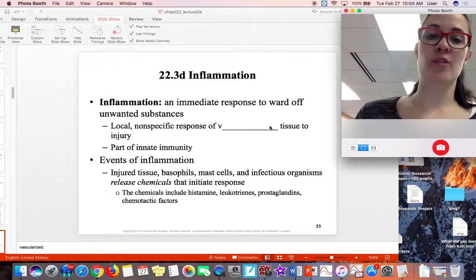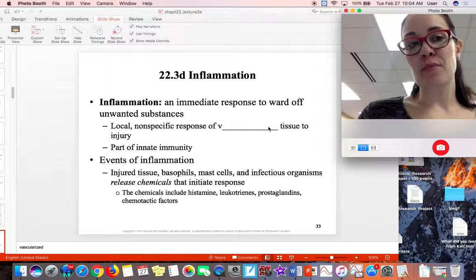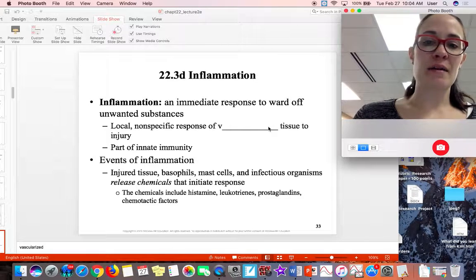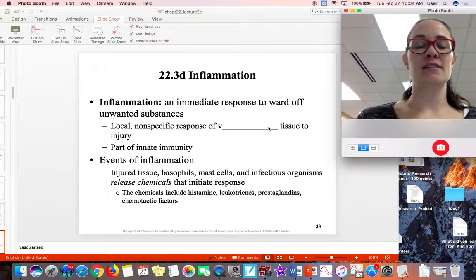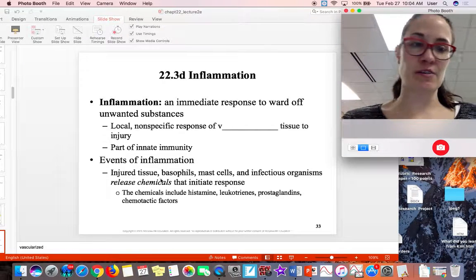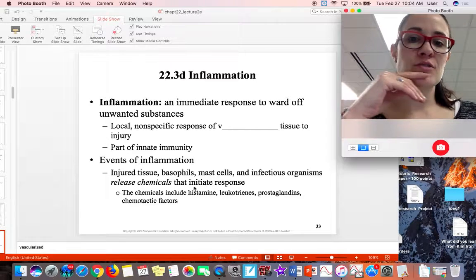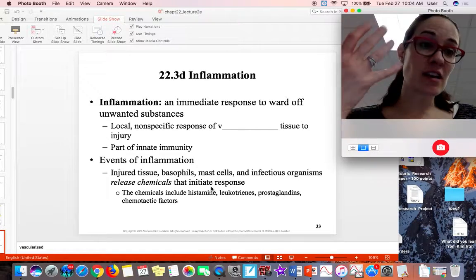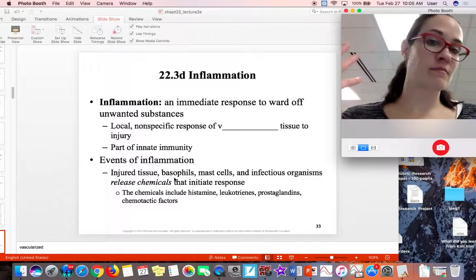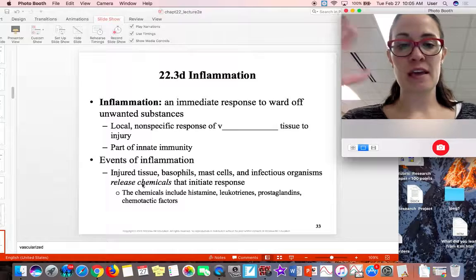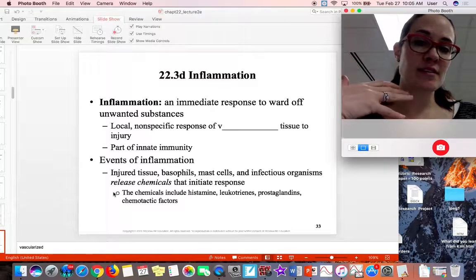Write down vascularized. So tissue that has blood supply, this is where inflammation happens. So what happens is your tissue is injured, like your skin. You cut yourself shaving, which happens, right? So what happens is a lot of blood rushes to that area. The blood is carrying white blood cells, like the ones you see here, and the response is initiated.